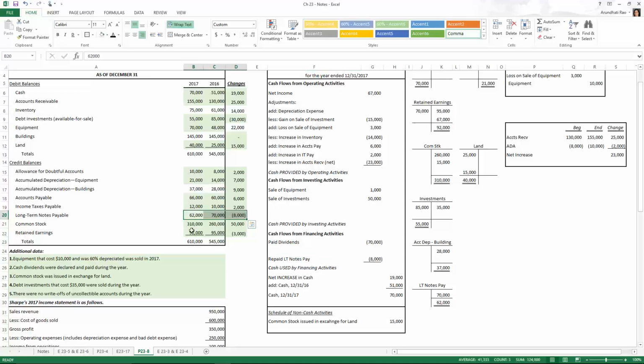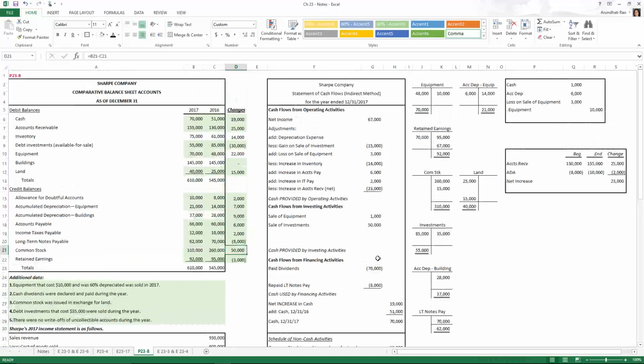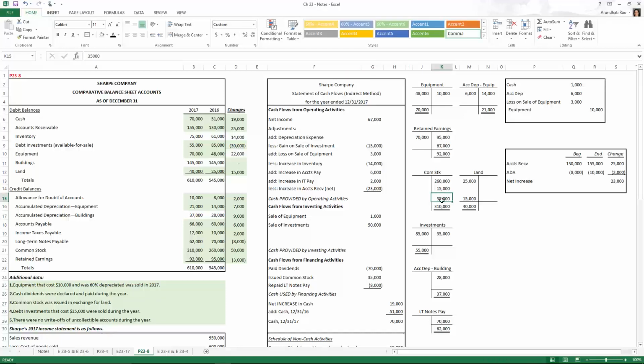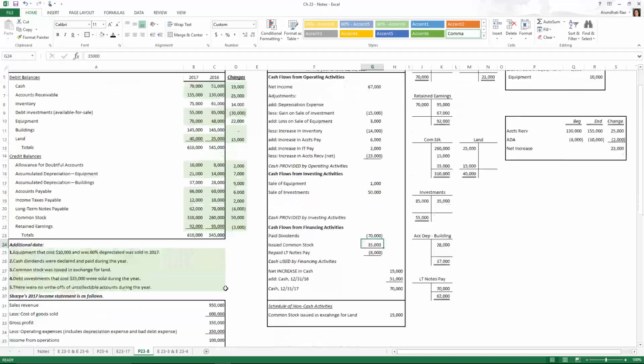The common stock, the increase was $50,000. I accounted for $15,000. So it means there was another $35,000 in common stock that was issued. And that must have been issued for cash since nothing else has been mentioned. So I plugged the number over here, 35,000, for this account to work out. I have that number down over here. Okay.